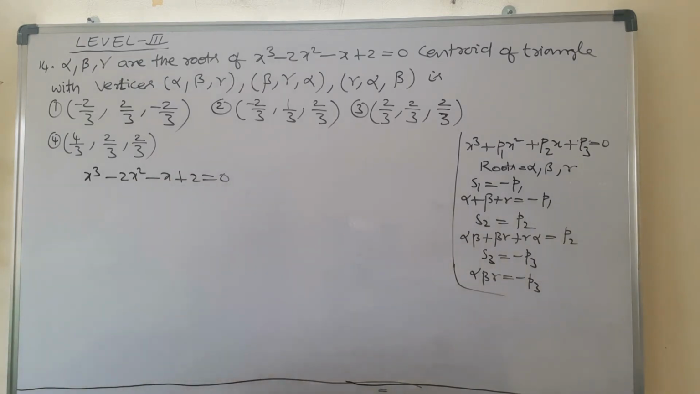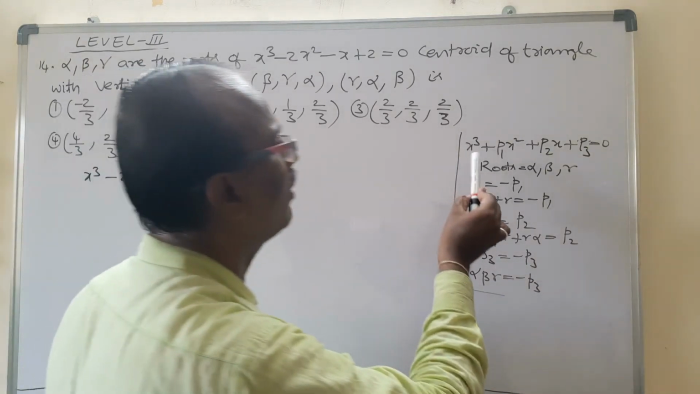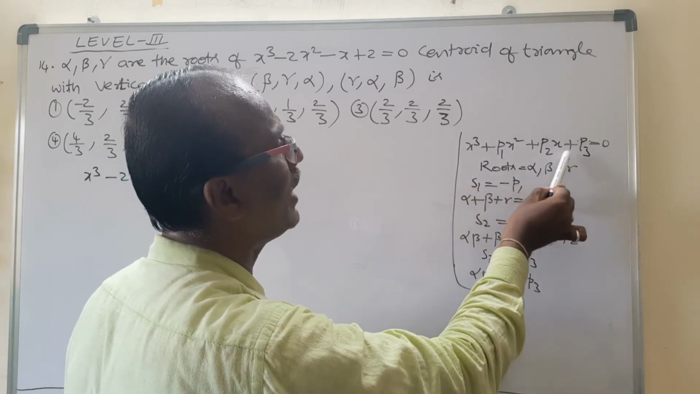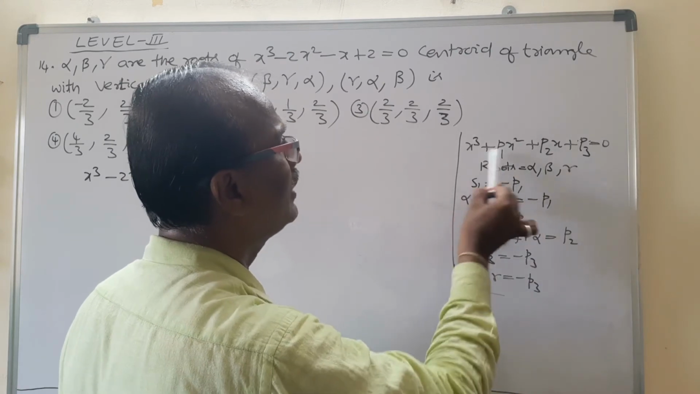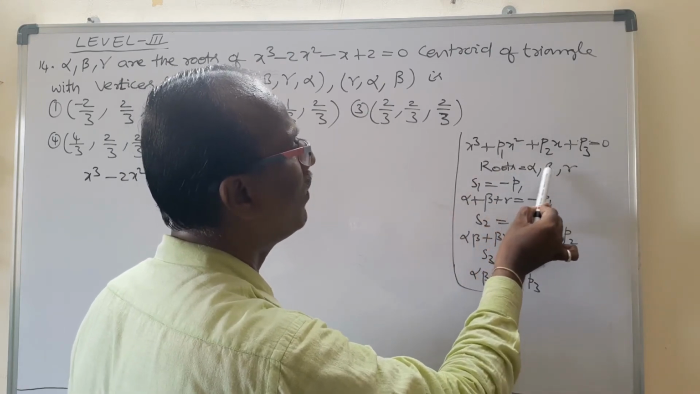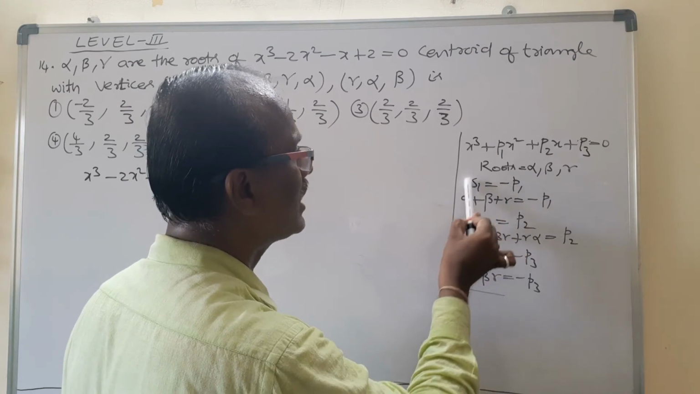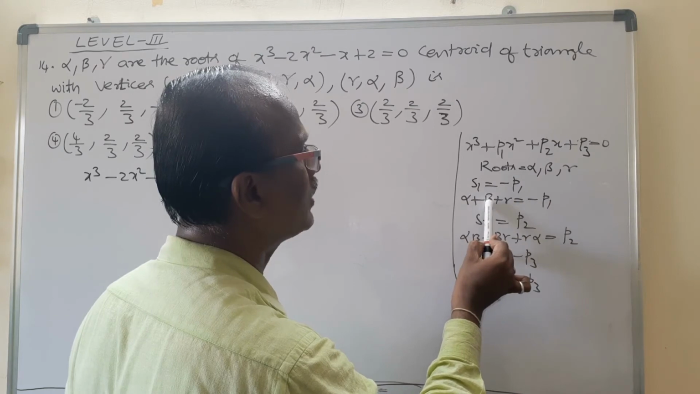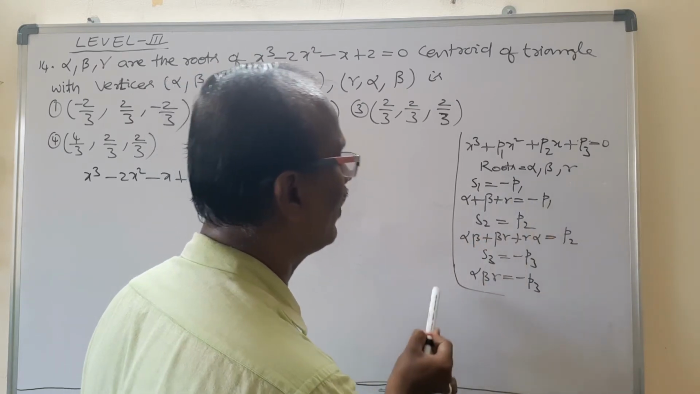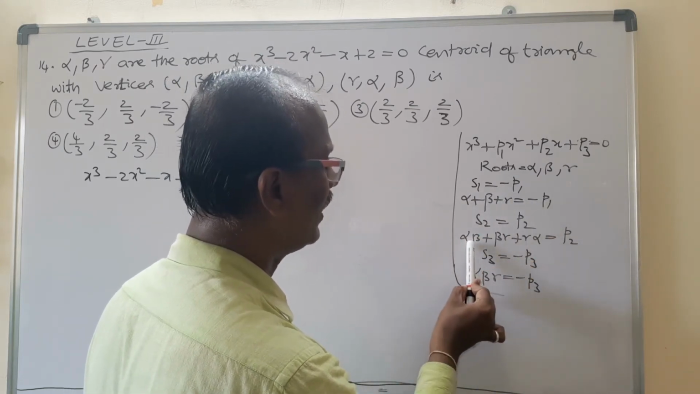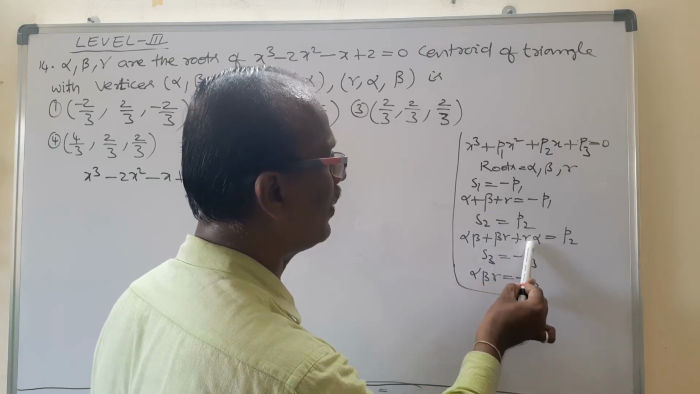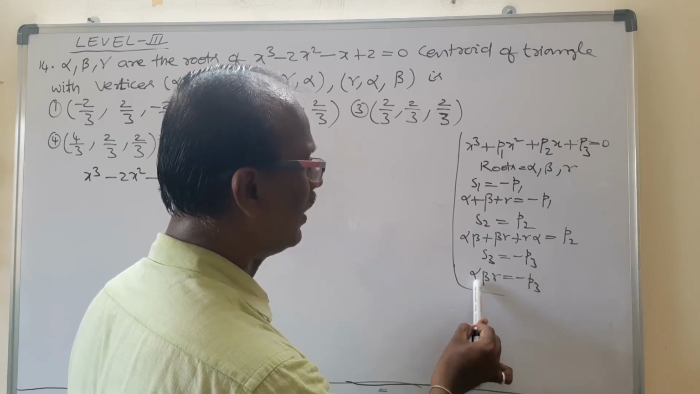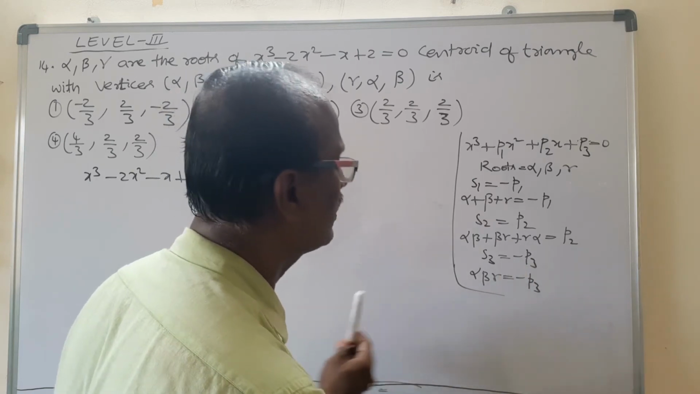In the theory of equations, the cubic equation condition is one concept. This is the cubic equation x cubed plus p1 x squared plus p2 x plus p3 equal to 0, with roots alpha, beta, gamma. Here S1 equals minus p1, the sum of roots alpha plus beta plus gamma equals minus p1. S2 equals p2, alpha beta plus beta gamma plus gamma alpha equals p2. S3 equals minus p3, the product of roots alpha beta gamma equals minus p3.